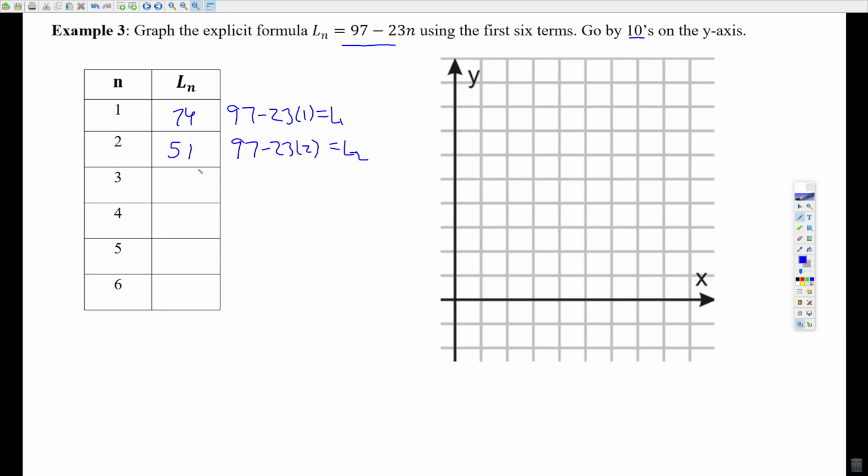So I can just keep doing that. I can take the 51 and minus the 23, and you get 28. Do it again, you get 5, negative 18, and negative 41. And then we'll graph them.